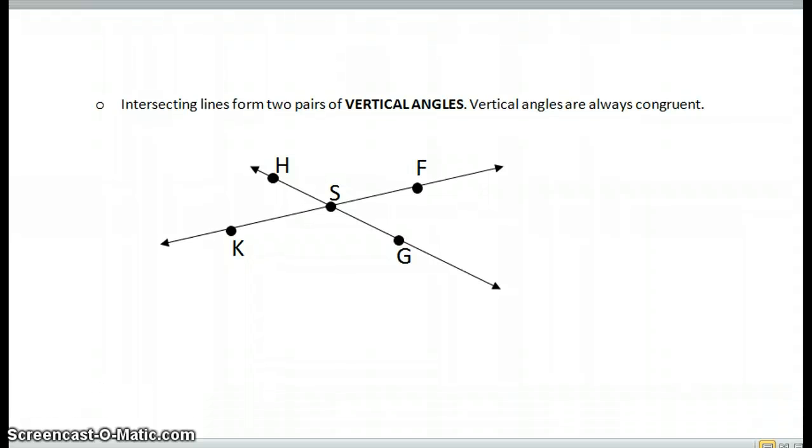Our last definition for this section is vertical angles. Vertical angles are easier to think about if you think about colors. What they're saying is when we have two intersecting lines, we have vertical angles that are always congruent, which means they are always the same measure. So if I were to measure this angle, angle FSG, and it looks pretty acute to me, so I'm going to say it's 45 degrees. The angle that is vertically across from it, angle HSK, also is 45 degrees. They are congruent. They are the same measure.